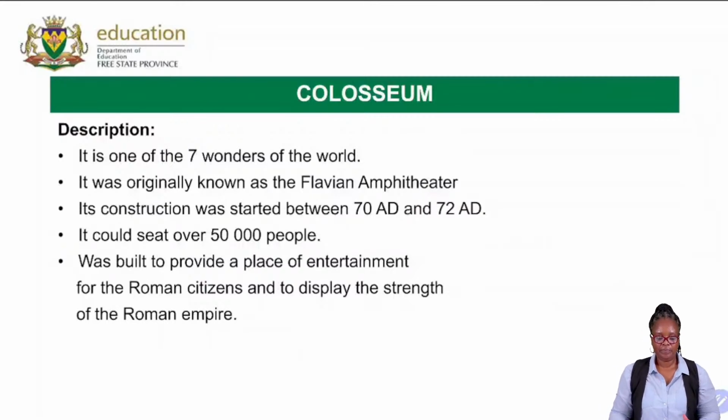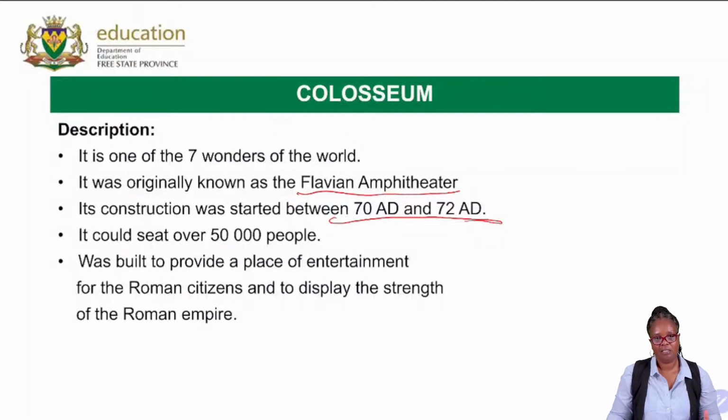Looking at the picture, we know that the Colosseum is one of the 7 wonders of the world. It is part of the World Heritage Site. And you need to know that before it was known as the Colosseum, it was known as the Flavian Amphitheater, and it was built between the years 70 AD and 72 AD.